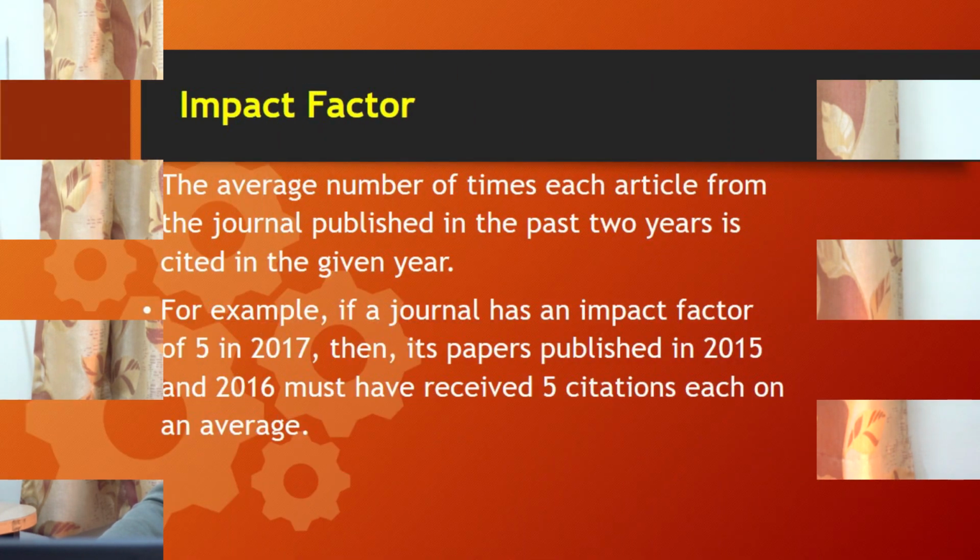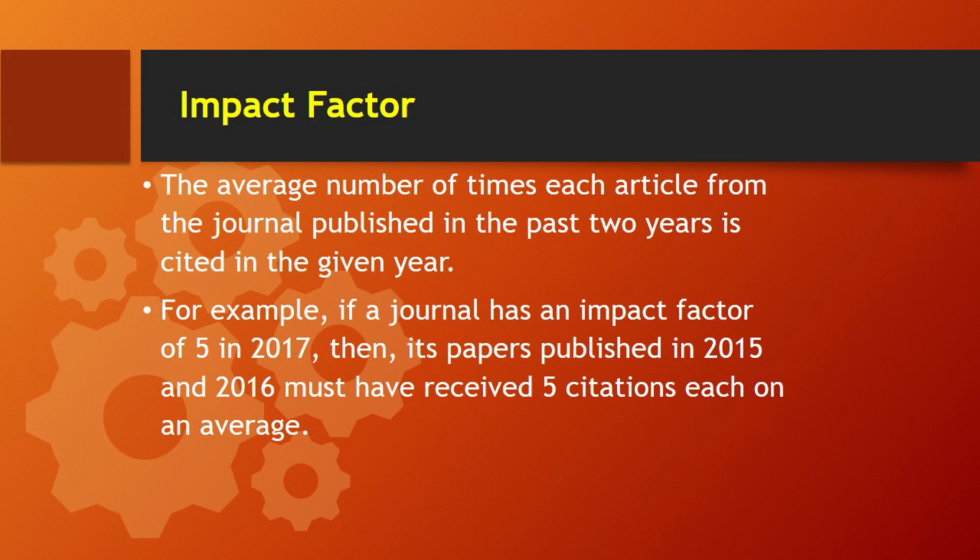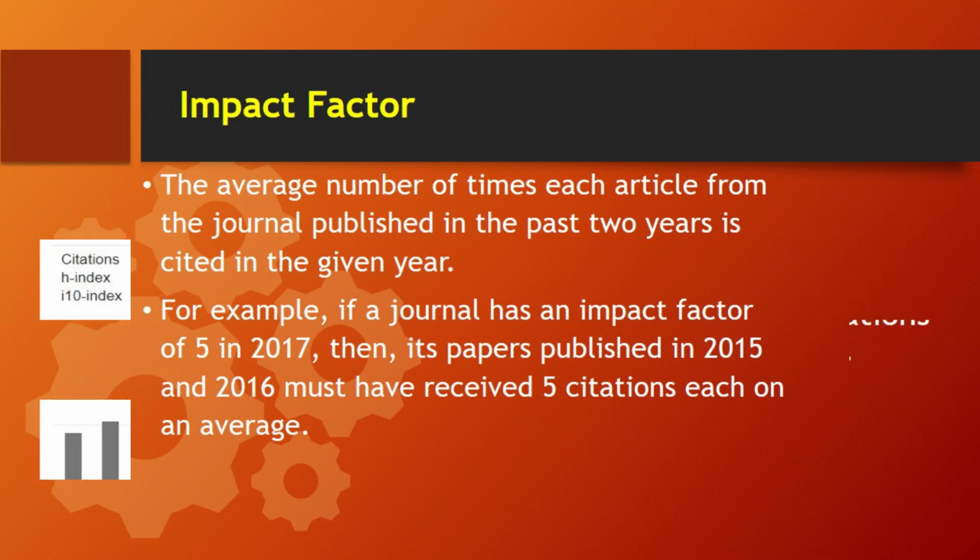So what is an impact factor? The average number of times each article from the journal published in the past 2 years is cited in the given year. That is the impact factor for that journal. For example, if a journal has an impact factor of 5 in 2017, then its papers published in 2015 and 2016 must have received 5 citations each on an average. That is how the impact factor of that journal becomes 5. This is how it is calculated.